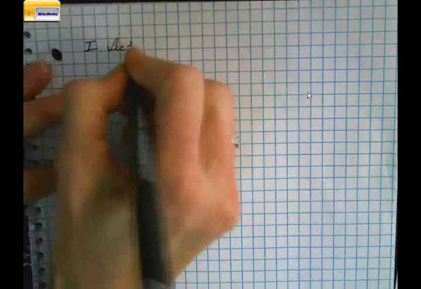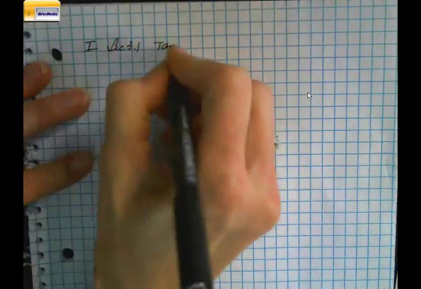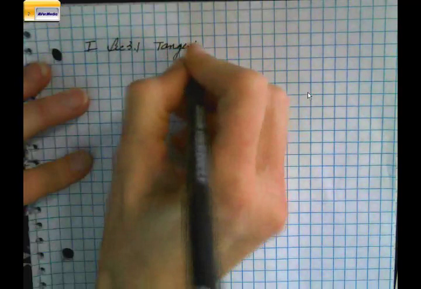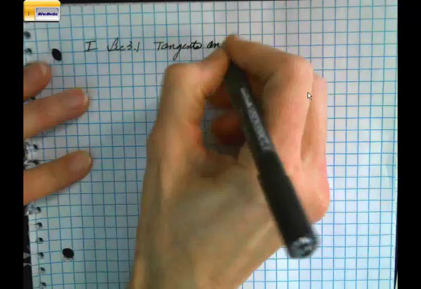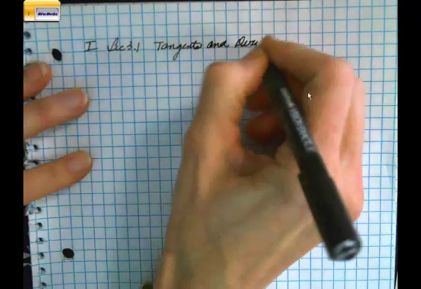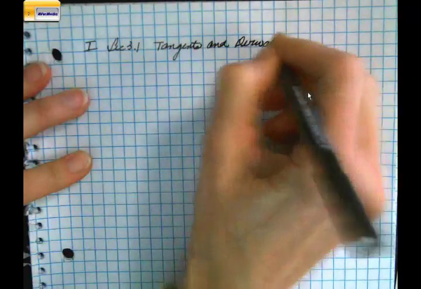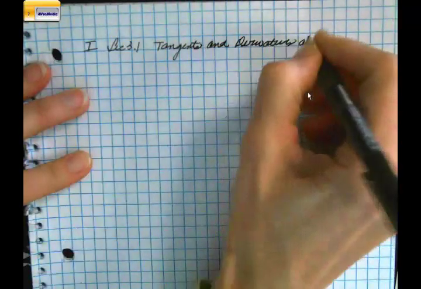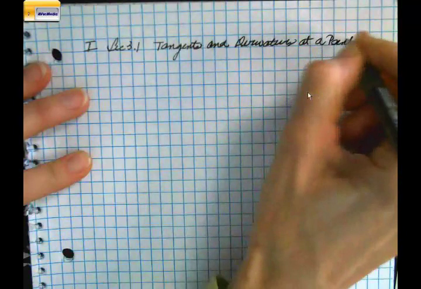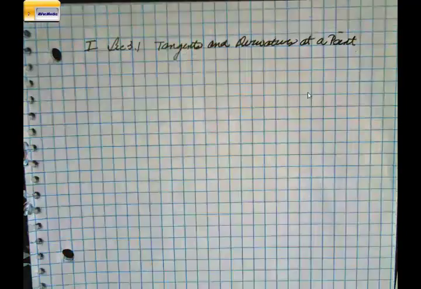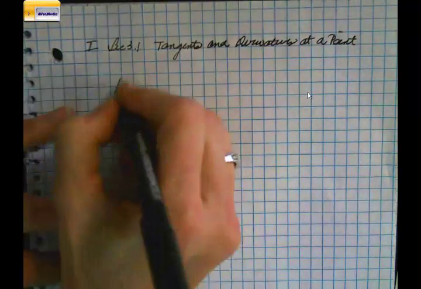Let me turn this at an angle a little bit. So we're looking at section 3.1, which is called Tangents and Derivatives at a Point. Okay, tangents and derivatives at a point. And it's going to feel kind of like the same stuff we've been doing all along, but it is actually an advancement, but it's not going to really feel like it's something terribly new.